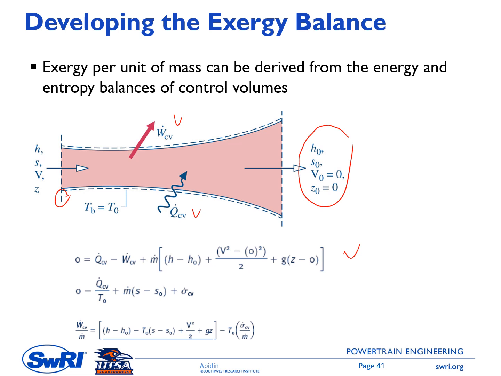So Q is positive if it is entering the system. Okay, and then plus m times (h minus h0) plus 3 plus blah blah. So this is the energy flow entering the system minus the one leaving the system.